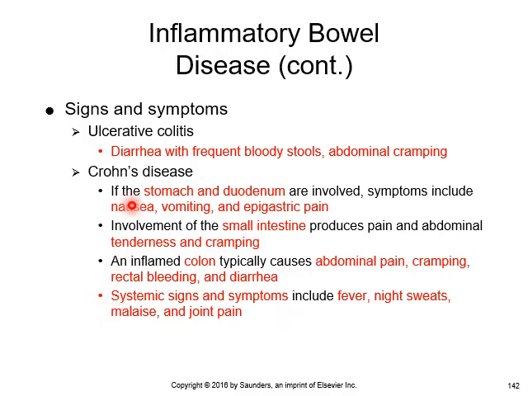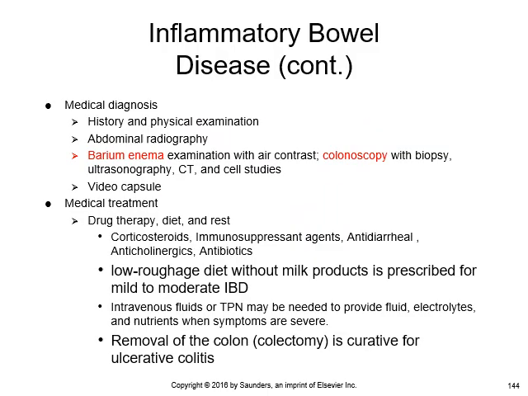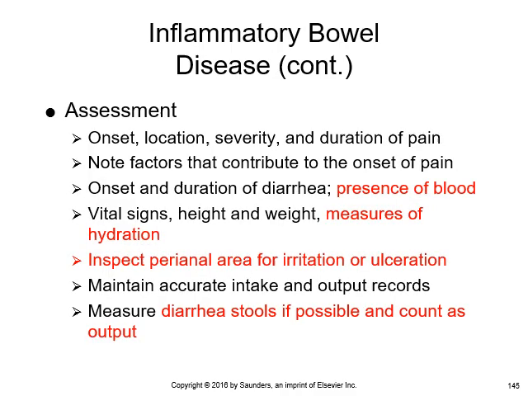So again, it really depends on whichever area is affected. Again, with Crohn's disease, any part of the GI can be affected. Complications could be hemorrhage, obstruction, perforation, abscesses in the anus or rectum, fistula, and megacolon. We did talk about the diagnosis.